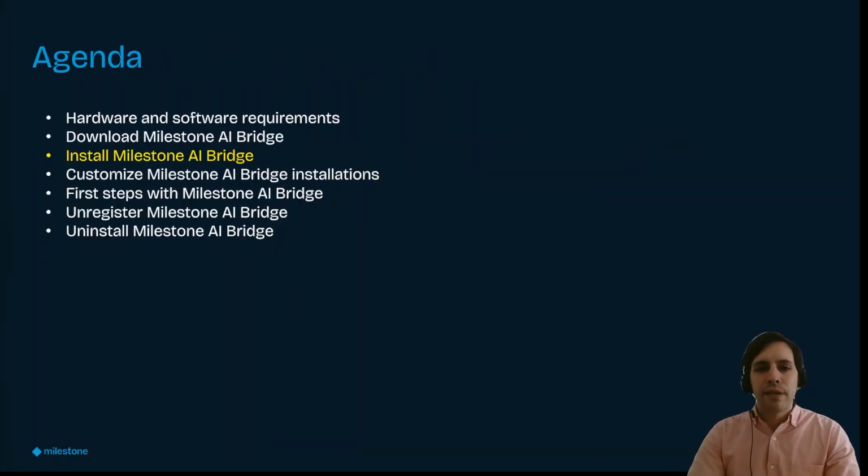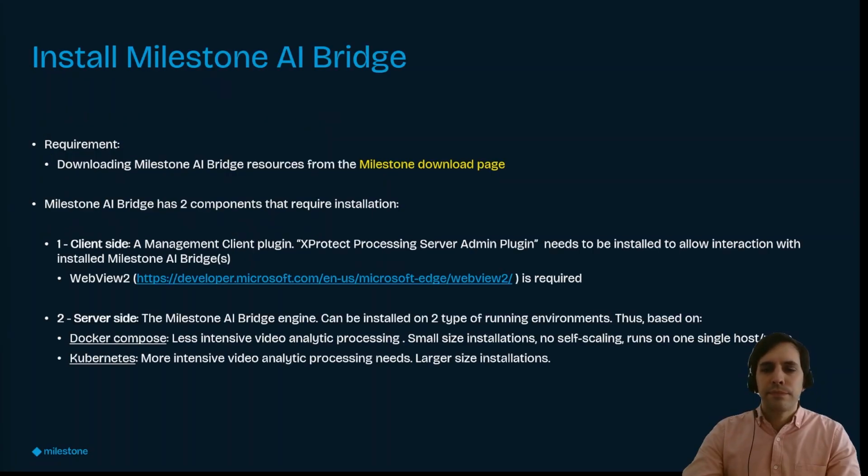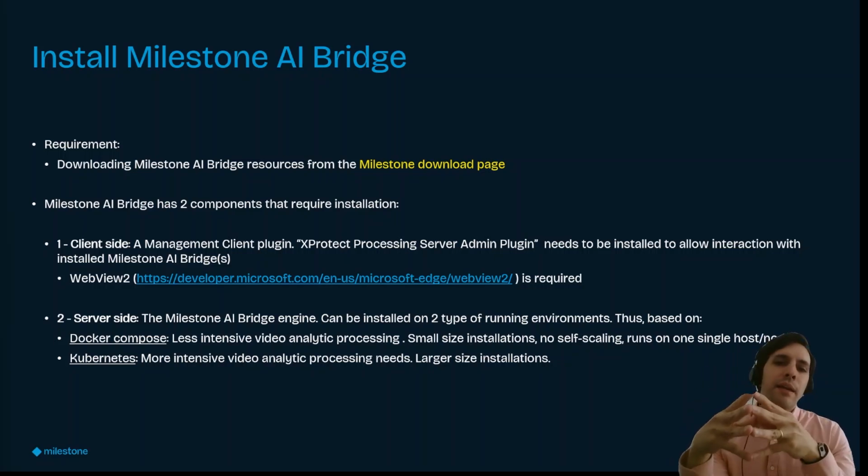All right, let's now install Milestone AI Bridge. First of all, in order to install Milestone AI Bridge, we should download the Milestone AI Bridge resources from the Milestone download page, as was shown in the previous section of this presentation. That zip will include one of the components that is required for the installation. AI Bridge as a product is made of two components, one client side and one server side.